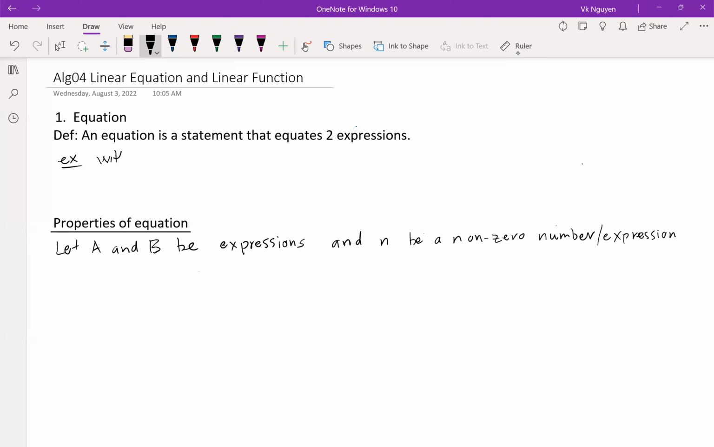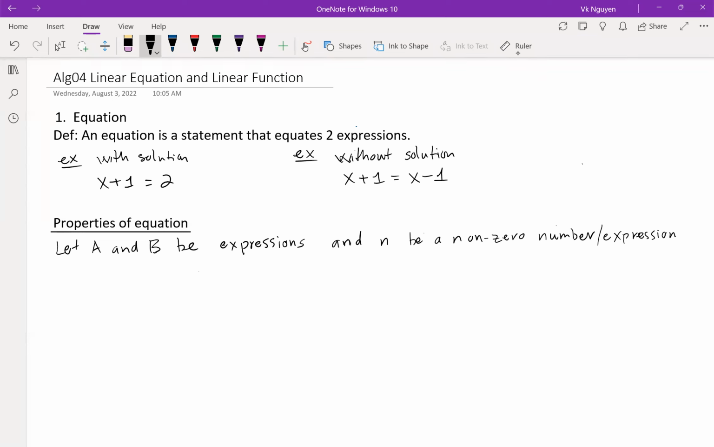What is the solution? x plus 1 equal 2. And here comes another example. What is the solution? x plus 1 is equal to x minus 1. That is an equation, but it has no solution.